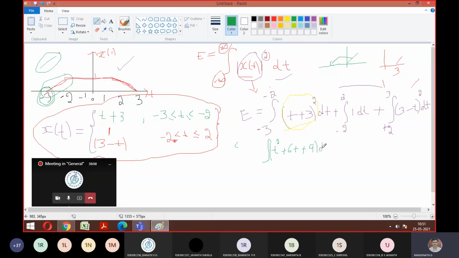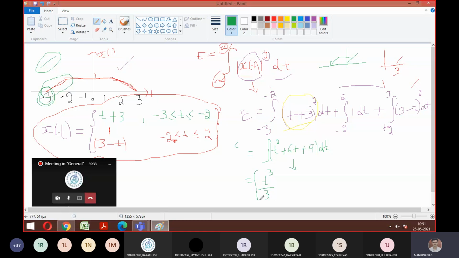Yes or no? Yes, sir. Okay, so this is what after expanding, right? So you just tell me what is the integration answer for this, everyone? What is integration of t square? In general, t power n is what? t power n plus 1 divided by n plus 1. So t cube by 3. So the formula is t power n plus 1 divided by n plus 1.